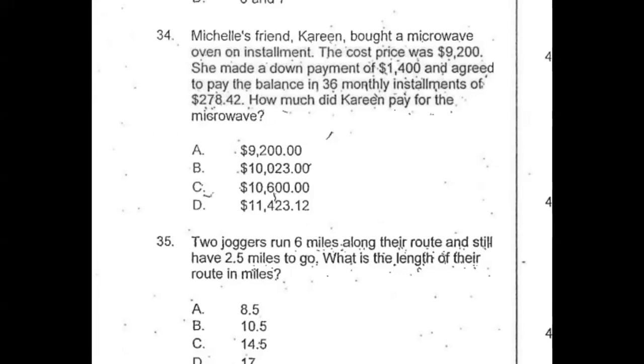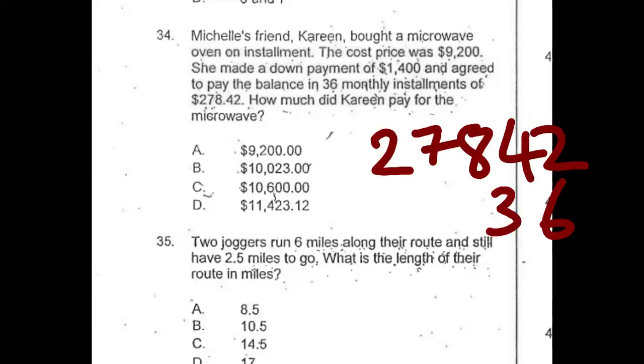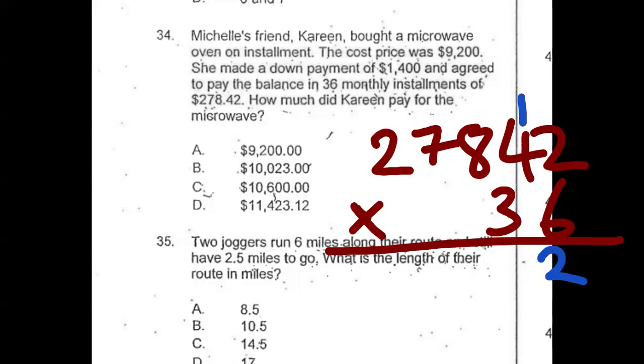Okay. How much did she pay for the microwave? Dear Lord. I mean, this is a lot to do without a calculator. 27842, and you have to multiply that by 36. So okay, 2 times 6, 12, 25 here. 2 plus 48, that's a 50. 5 plus the 42 is 47. 4 plus 12 is 16.